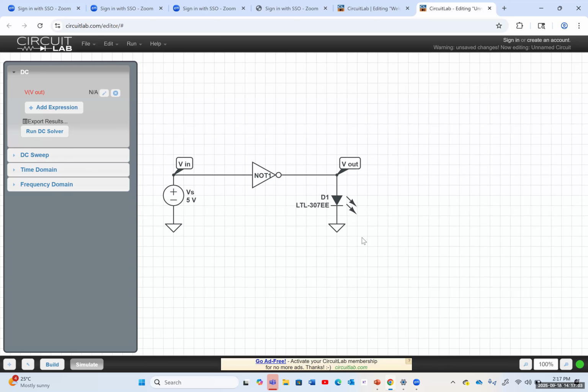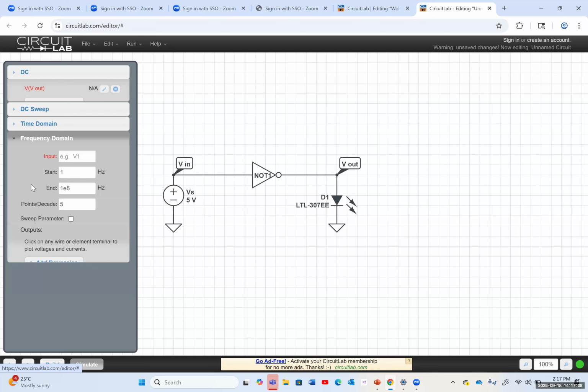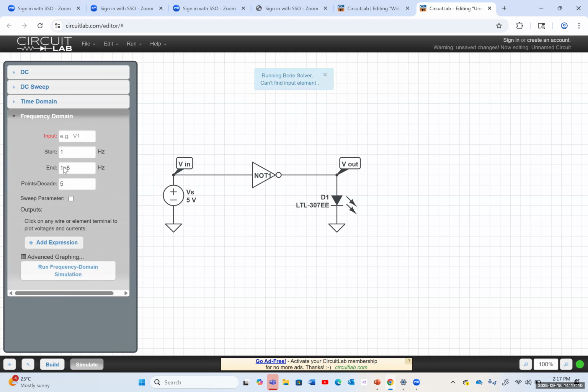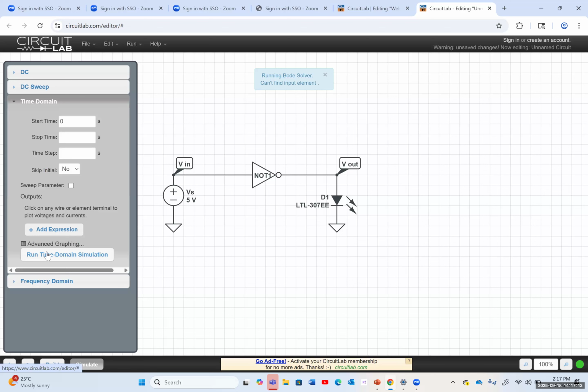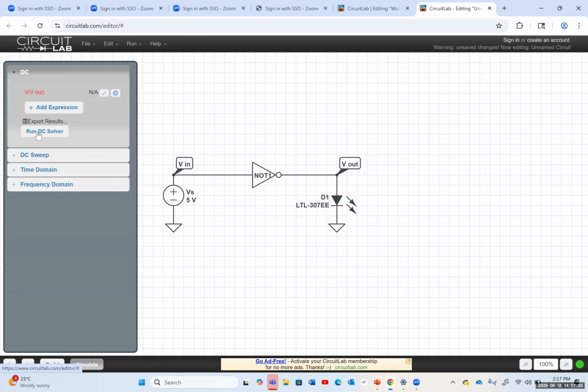Now, you can change this with any other type of analysis. You can also do frequency domain as well. Obviously, we have a DC, so you don't have any frequency, so running the AC also doesn't make sense because we are running it in DC, but you can also do it in AC or any other, in frequency domain and time domain or any other domain that you like.